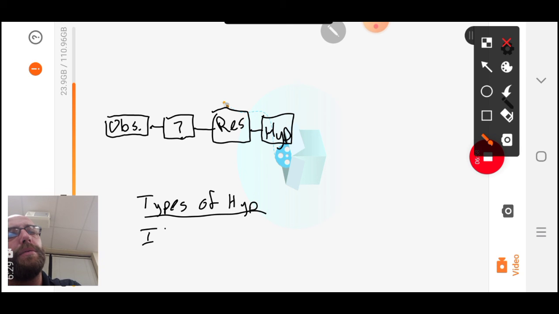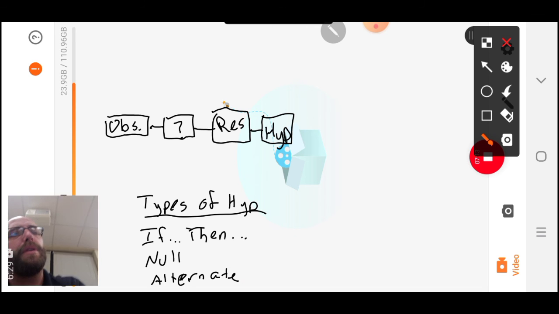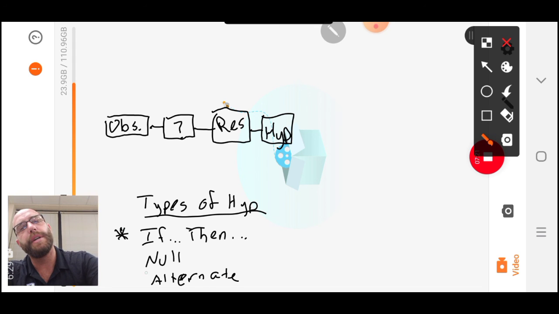You have if-then, which we will spend time on. If-then. You have something called a null or an alternate. Those are three types, and we'll spend our time in this class mostly on this. If you do go into college science, you'll spend more time on these other two. So an if-then hypothesis is if this, then this. If we change this variable, then this other variable will change in this way.